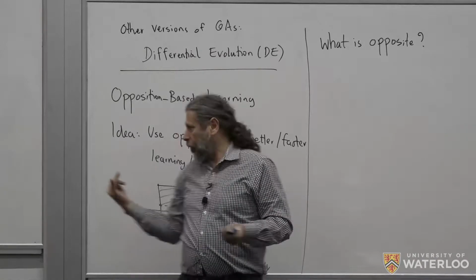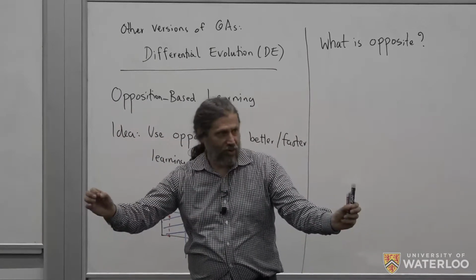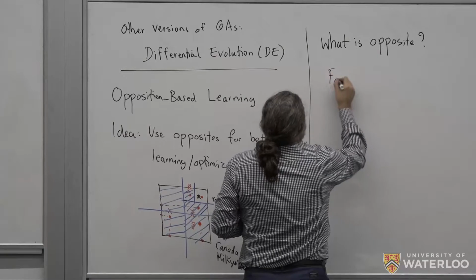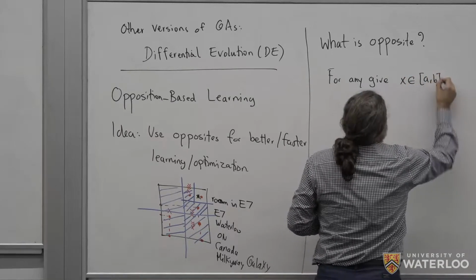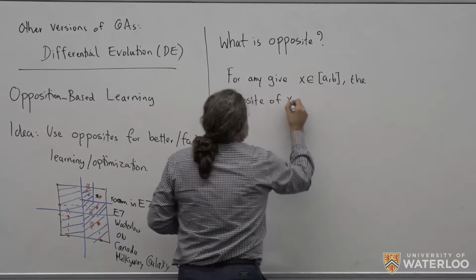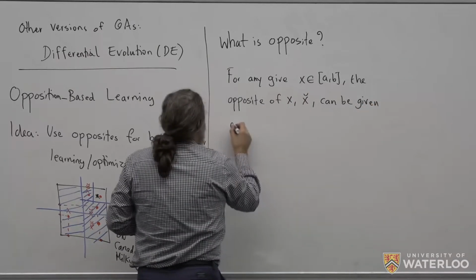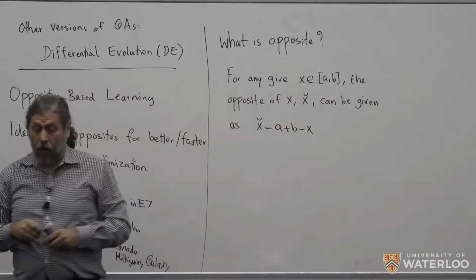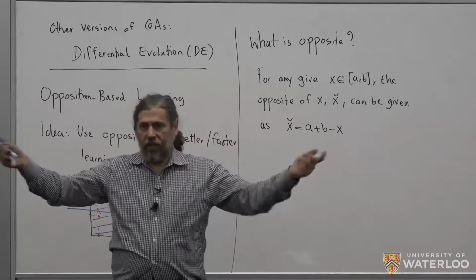They're both numbers, in our case, but with respect to their proximity to the solution, one is very close to the solution, one is very far from the solution. Okay, I can live with that. So for any given x coming from interval [a, b], the opposite of x, namely x-bar, can be given as: x-bar is a plus b minus x. Okay, that's easy. So if you are working between 0 and 100, the opposite of 20 is 80.